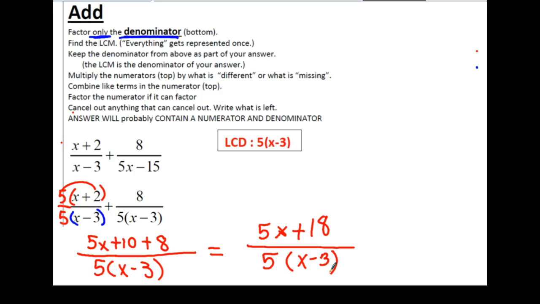So, can I cancel the 5s? No, because the 5 on the bottom doesn't have any adding glue, but this 5 has the 5x together with the adding glue with the 18. So you cannot cancel anything. That is the final answer. But you factor only the denominator on adding and subtracting and solving.